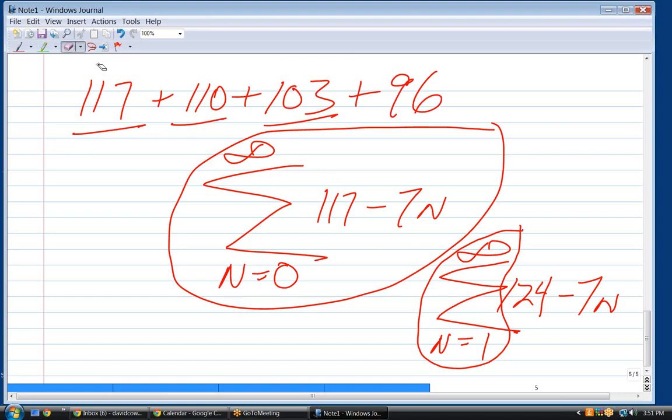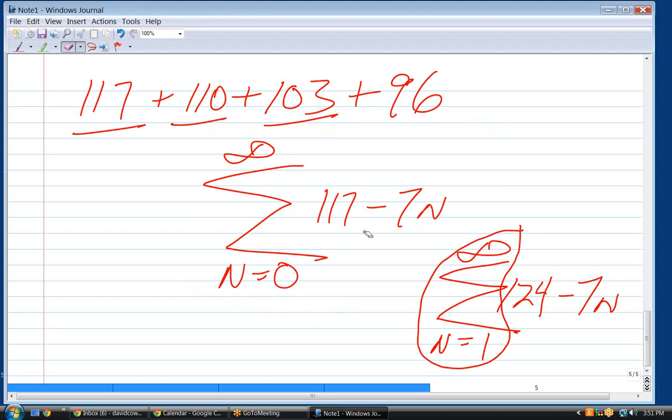In other words, I'm just using this as a demonstration to show you that this series here on the left is the same as this series down here. The only difference is in one case n goes from 0 to infinity, in the other case it goes from 1 to infinity. So you can manipulate the n's.